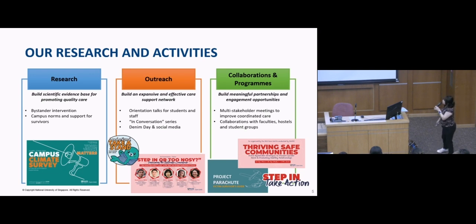So my colleagues also do research and the activities I've mentioned. Once every 2 years, we have a campus climate survey. Students can take part to share their perceptions and experiences with sexual misconduct, and they do get a prize if they enter the survey earlier. We also do different forms of outreach, like orientation talks, some of which you are attending now, and we also share with staff. And we have an In Conversation series, where we share about topics of interest.